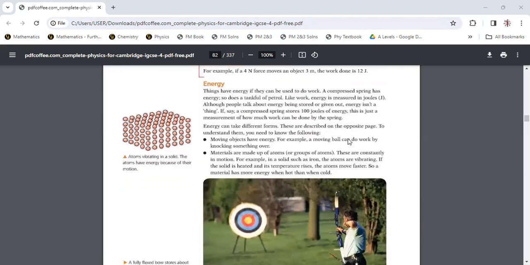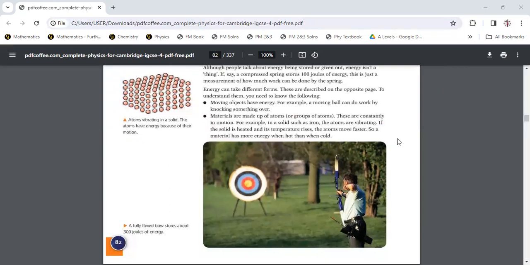So things that have energy can be used to do work. For example, if I throw a ball, it has energy because it's moving. Materials too are always in motion. Let's say we have iron here, a solid. The atoms are vibrating, and if you heat up the solid, they get more internal energy. That's why they move more quickly. So a material contains more energy when it's hotter compared to when it's colder, because it stores more thermal energy.